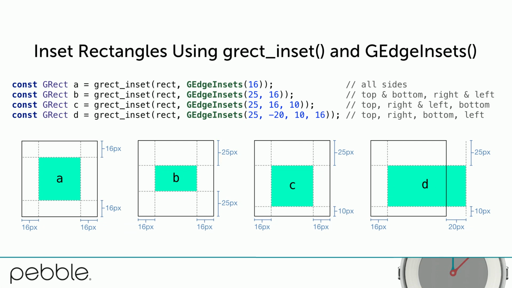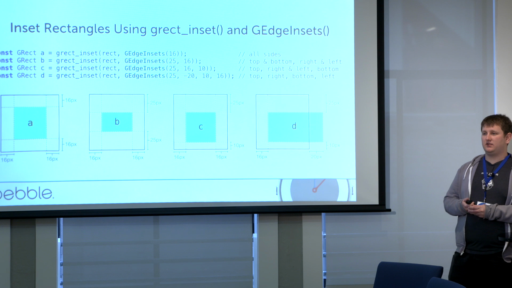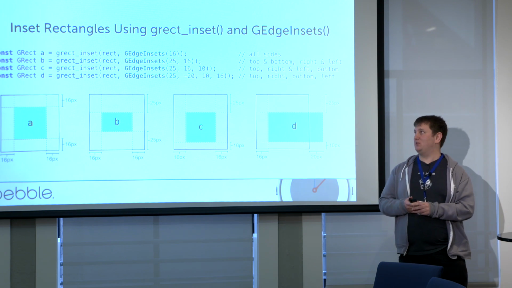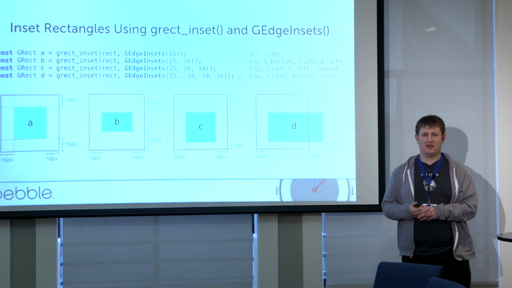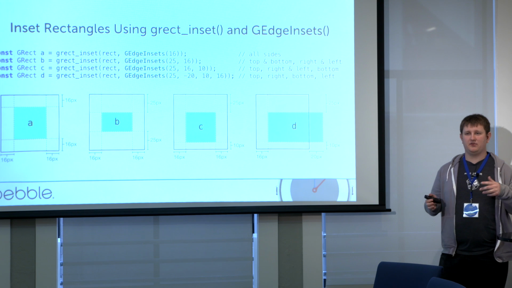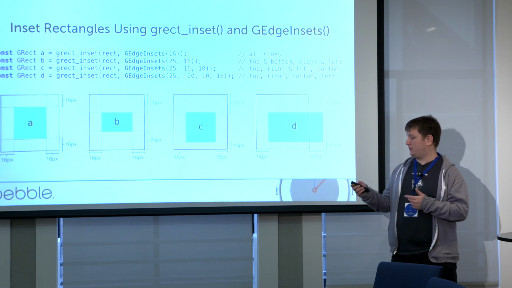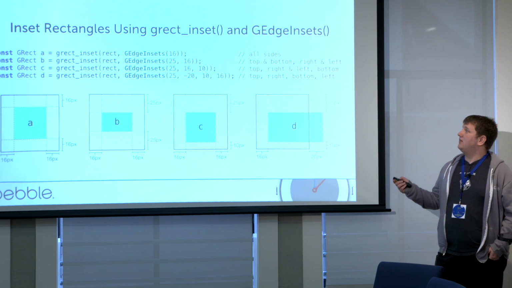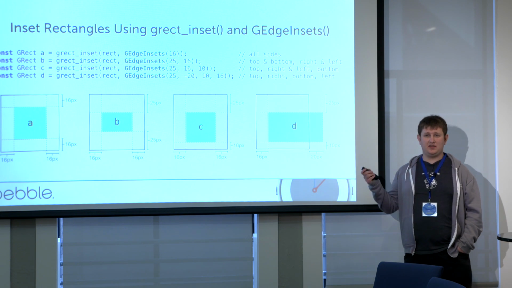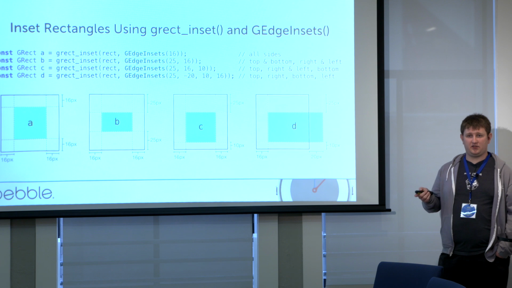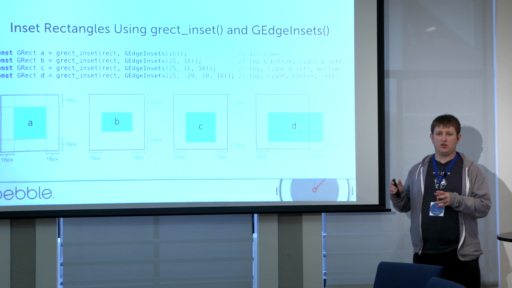Another useful function that we provide for positioning rectangles relative to other things, or just modifying them in a way that hopefully saves a little bit more code on your part, is the grect inset function and its accompanying macro gedge insets. And so this is a function and macro that allow you to inset a rectangle by a certain amount of pixels on all of its sides. So the first argument is the rectangle you want to inset. The next argument is a gedge inset struct, but you can use this macro to easily create it. And it follows the rules of CSS margin and padding in terms of the number of arguments and their meaning.